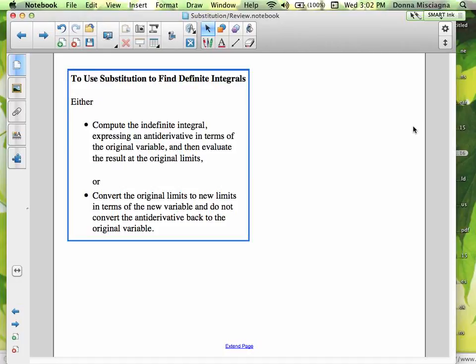So to use substitution to find definite integrals, you have two choices. You either compute the indefinite integral and then substitute back, and then just substitute in your limits. Or you don't substitute back and you change the limits in terms of the new variable, the u. All right, so let's take a look at that.